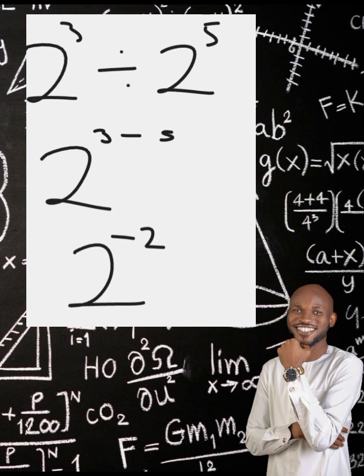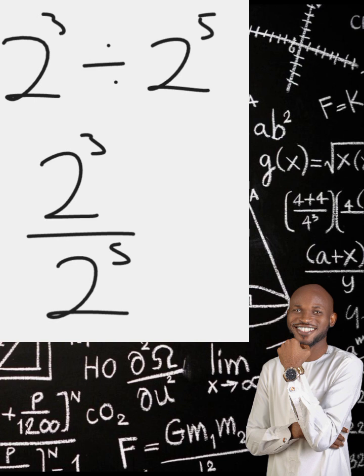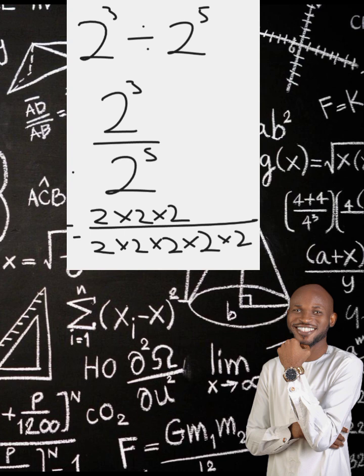Now, your 2 raised to the power of 3 divided by 2 raised to the power of 5 is the same thing as saying 2 raised to the power of 3 over 2 raised to the power of 5. Now by expansion, we're going to be having 2 times 2 times 2 for the numerator, and then 2 times 2 times 2 times 2 times 2 for the denominator.